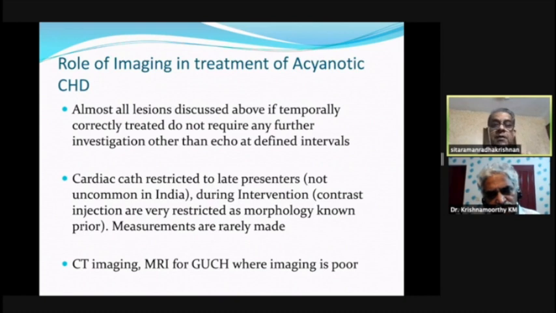Also remember that there is a group of patients in which PAH has to be assessed. The so-called vasoreactivity of pulmonary hypertension has to be assessed. That can only be done in the cath lab.